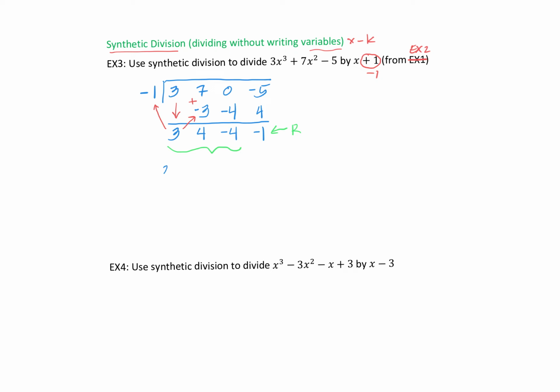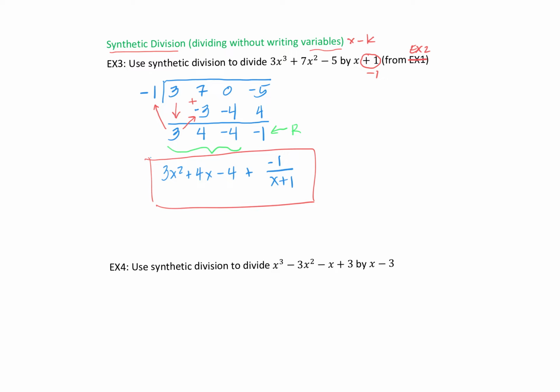So this becomes 3, that's the x squared. The positive 4 becomes a plus 4x. The minus 4 is just minus 4, plus the remainder over x plus 1, which we were dividing by. And that's what we had when we did the long division from example 2. So this is synthetic division. Again, it only really works if you're dividing by a binomial of the form x minus k.